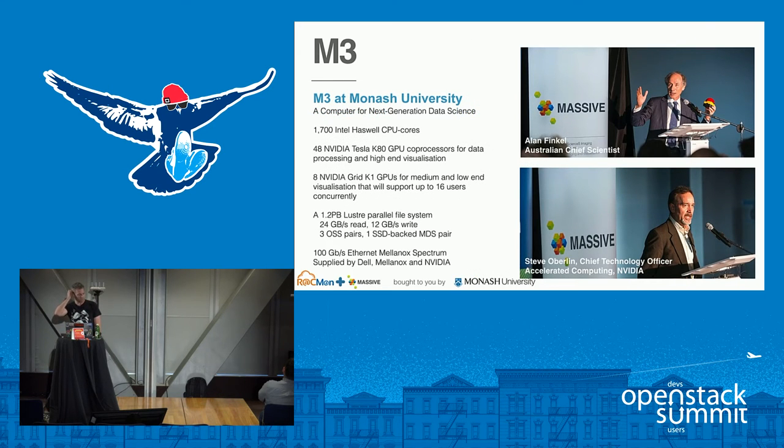So M3 was announced earlier this year, a project funded by Monash University. It's specializing in next generation data science. We've got 1700 Haswell cores, a whole bunch of K80s, a few smaller GPUs to support lower end visualization workloads, and about 1.2 petabytes of Lustre. All the details are there. We also have a whole bunch of the pre-release Mellanox Spectrum gear.